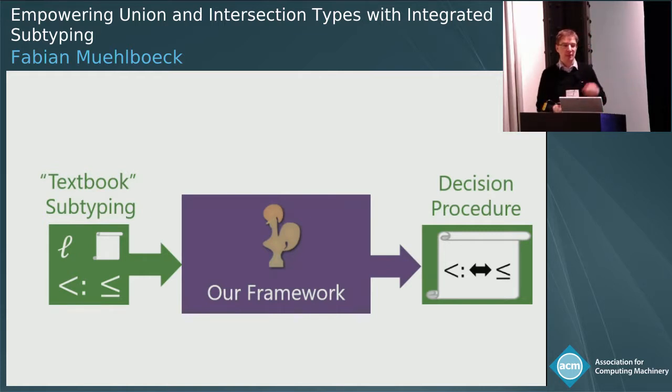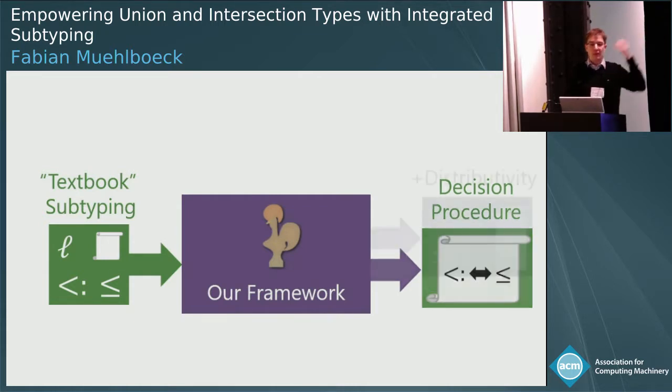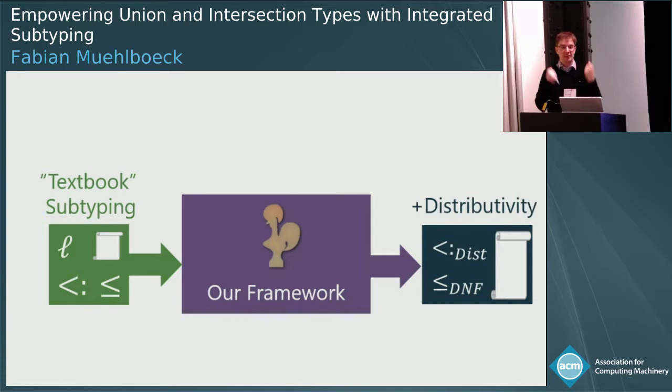But we do that. So if you give us your specification for a simple textbook subtyping algorithm, we not only give you a decision procedure for the simple rules for unions and intersections with the ones for your system, but we even can give you a sound and complete algorithm to decide subtyping with unions and intersections that also recognizes distributivity.